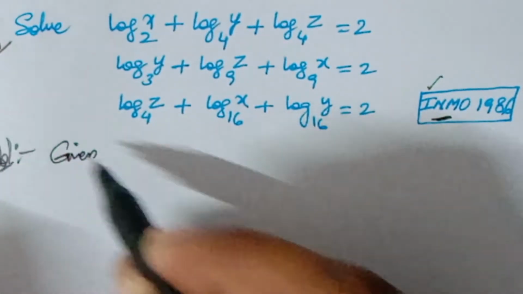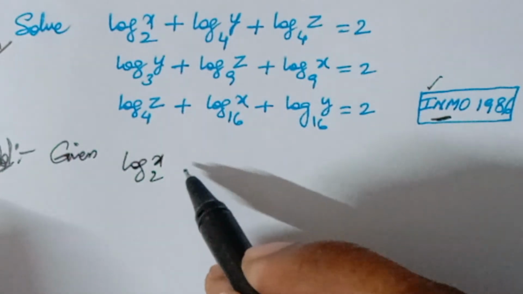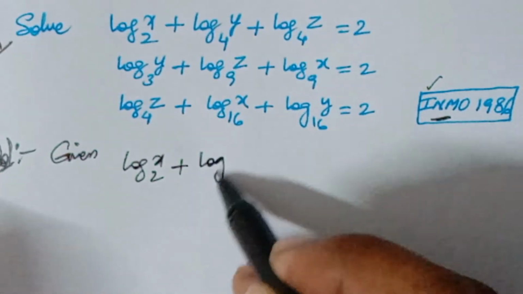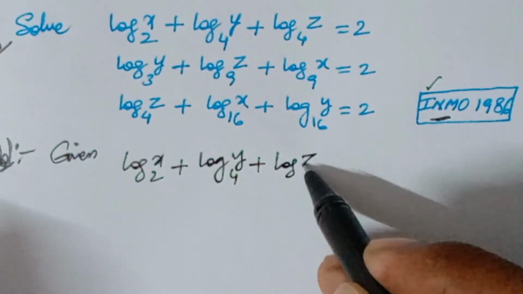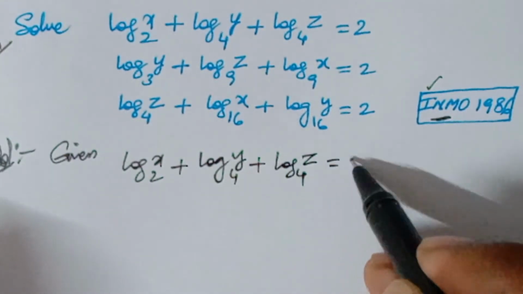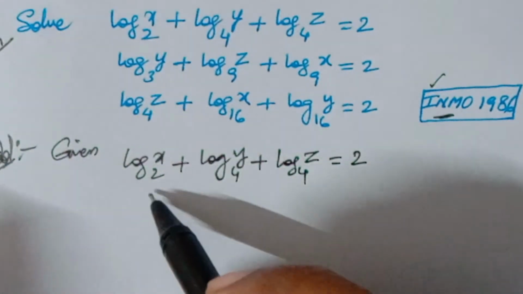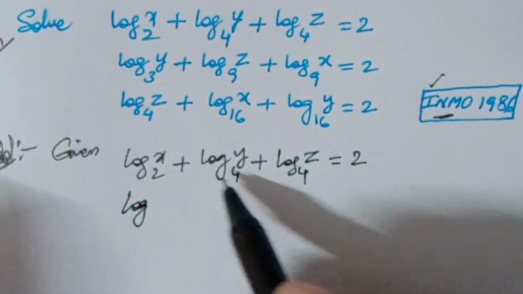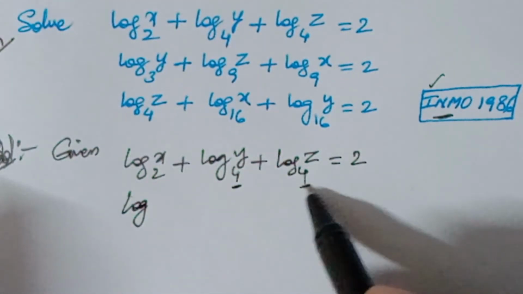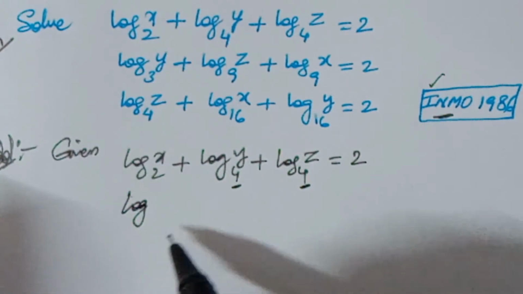What is given? Log x base 2 plus log y base 4 plus log z base 4 is equal to 2. Here one simple logic is there that you have to apply. You have to change the base. Here the base is 4, here also the base is 4. So you have to make the change of base as 4.